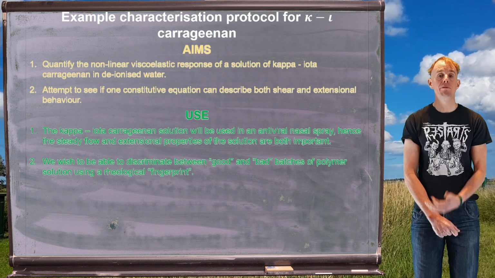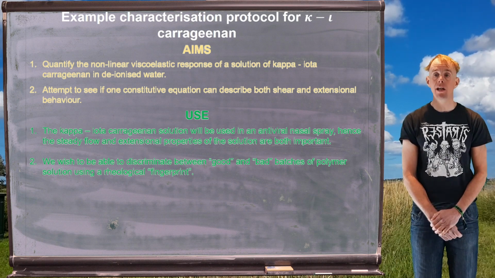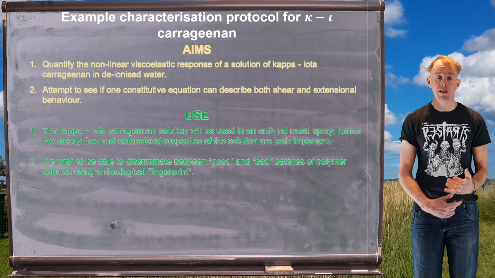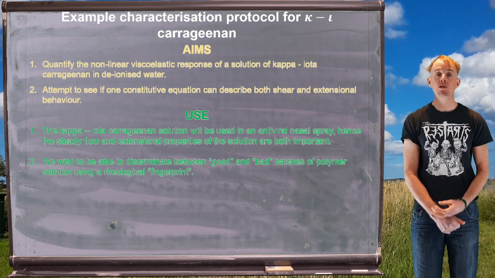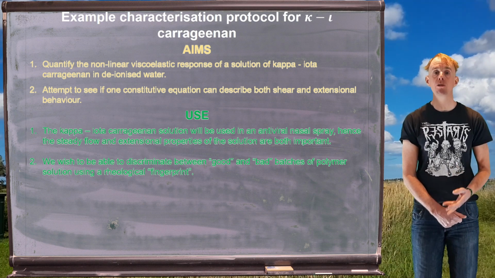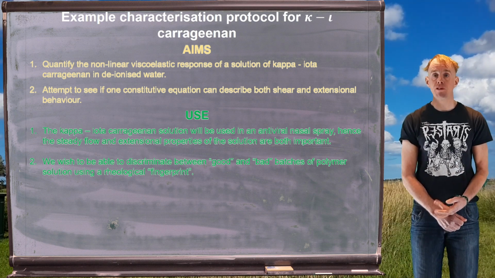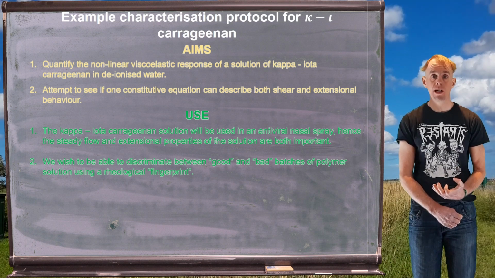We might have multiple batches of kappa-iota carrageenan coming in from red seaweed, probably grown in conditions that are different in different parts of the world, and we want to make sure that we've got consistency such that we can roll out a product that we know works. We'll probably have a specification of how much material we want to jet at any one dose, and we want to make sure that that is very well controlled.